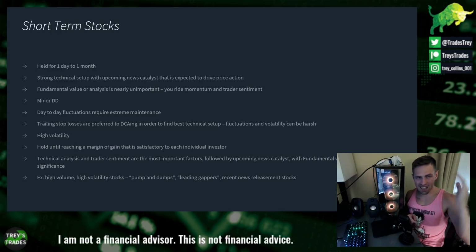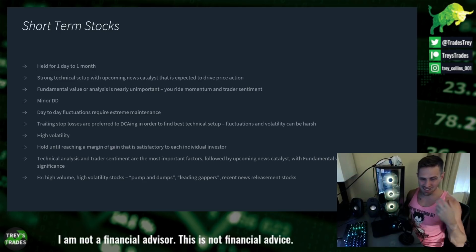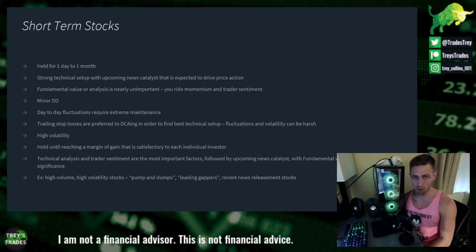So day-to-day fluctuations require extreme maintenance. These are stocks that you do want to pay pretty close attention to, whether it be setting price alerts, or, if you have a full-time job, you're not necessarily able to do this. You want to be very careful with these sort of investments. And that's why I think a trailing stop loss is a good thing to have with these stocks, which is what we're going to talk about next. Trailing stop losses are preferred to dollar cost averaging in order to find the best technical setup. Fluctuations in volatility can be harsh.